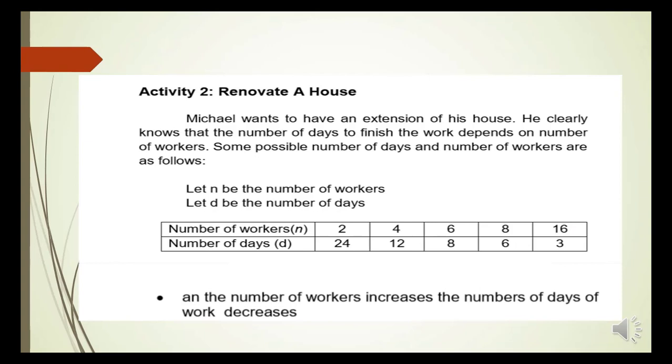Suppose you are going to renovate your house. Like Michael, he wants to have an extension of his house. So he needs a number of workers to realize this on a target time. As the table shown here, the number of workers increases while the number of days decreases. This type of variation is called inverse variation.